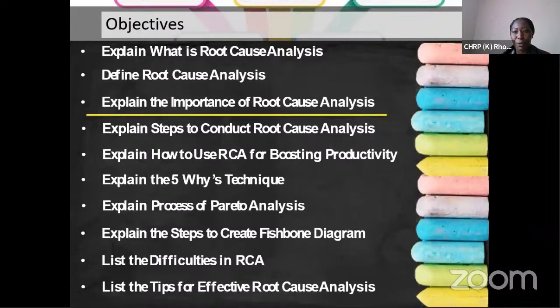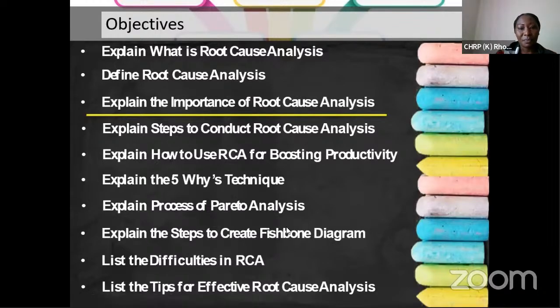Any question before we look at the importance? Any question? Any comments? Just put your comments. Let's hear anything that you need me to clarify before we go to the importance. Any comments, contributions, any addition that you want us to add? Or you're good to go?